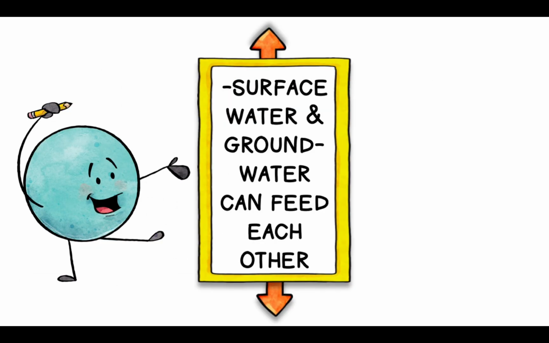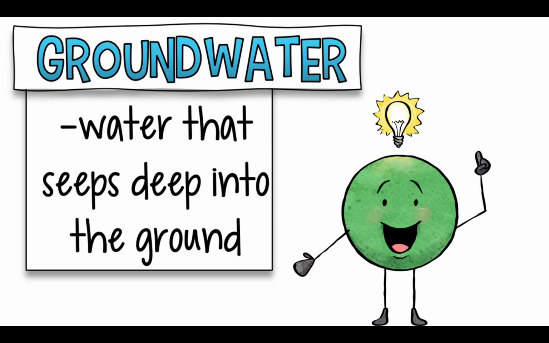Okay. So below that box, you have another box with arrows, and so it is just a key. So surface water and groundwater can feed each other. And so even though we are talking about two separate forms of water, they can both feed each other, which again allows the water cycle to take place. So now let's talk about groundwater.